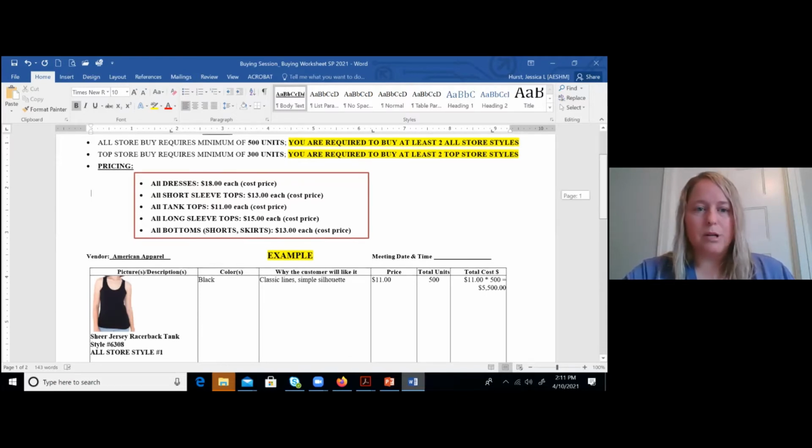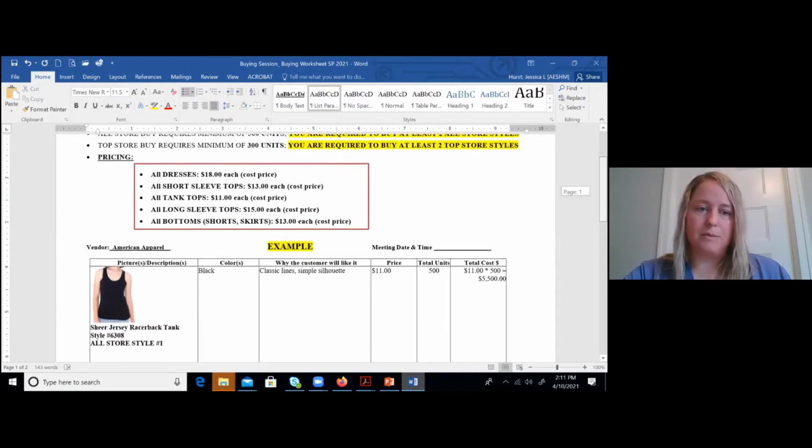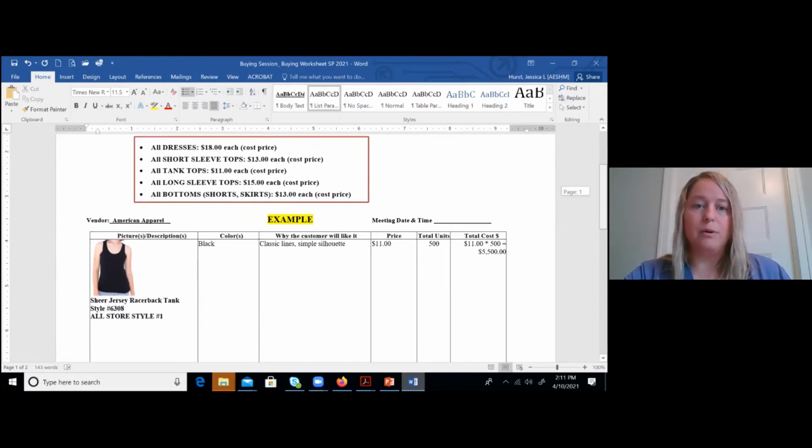So here's our pricing structure. We have 35,000 in our open to buy, so we need to make sure that we don't go over budget. And this is where the fun part comes into play, where you get to look through, keeping in mind this pricing structure here and looking in your PDF document.